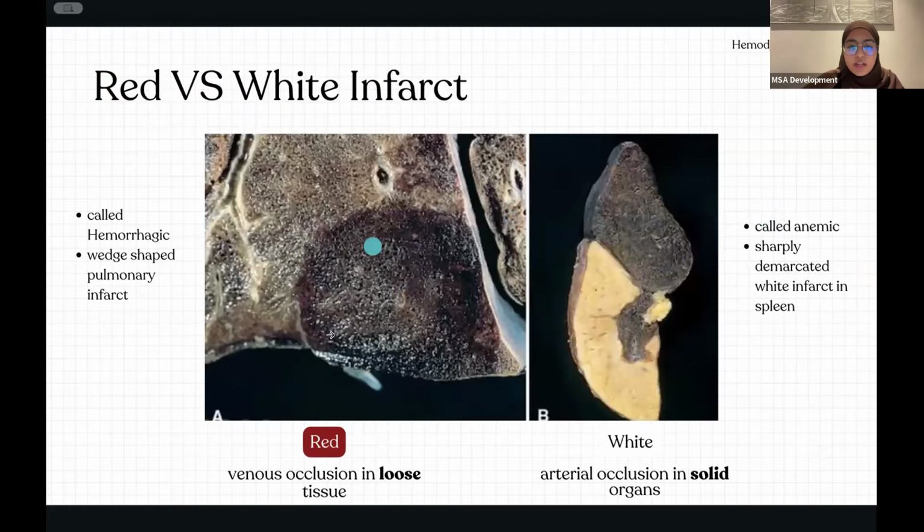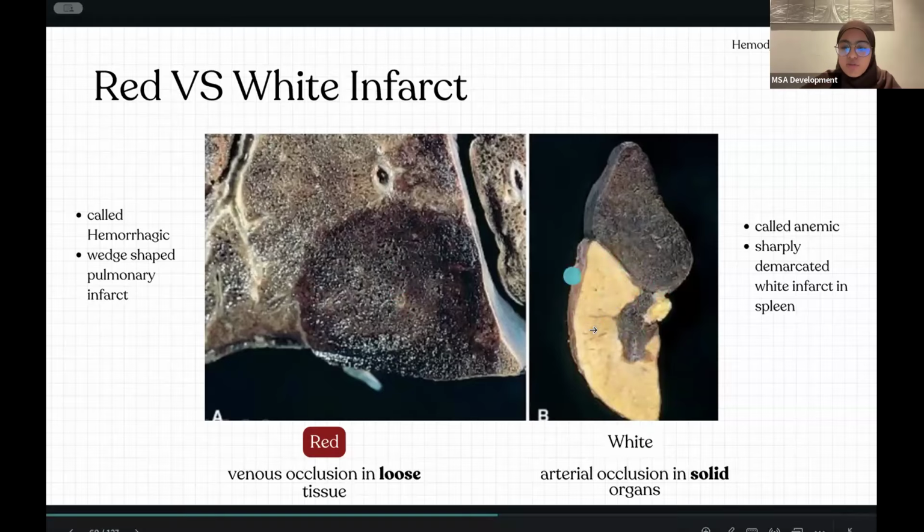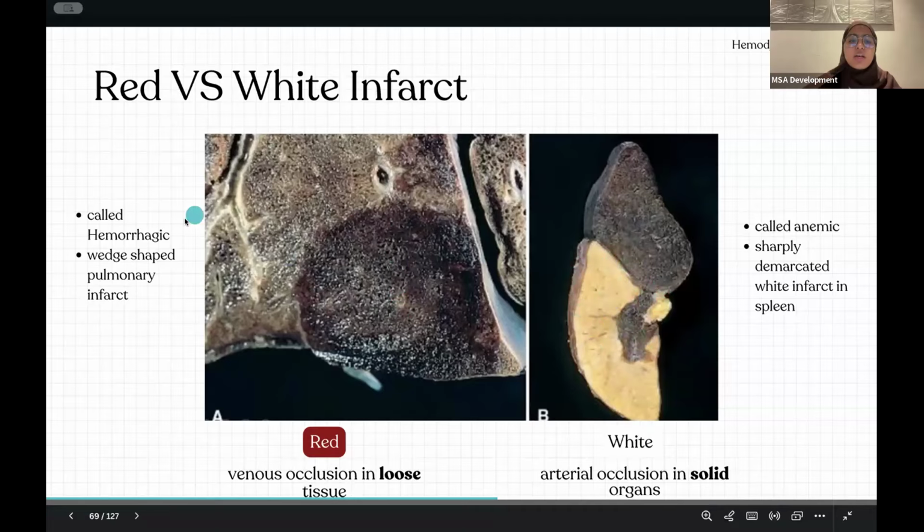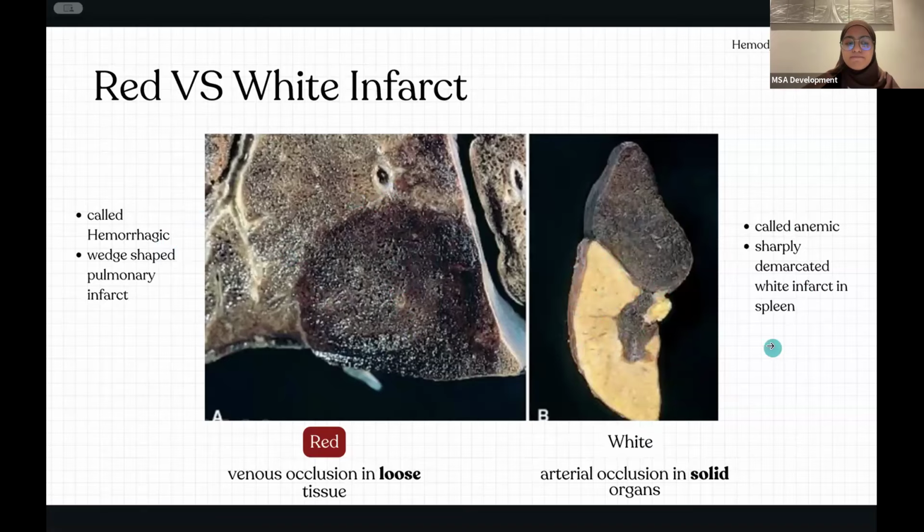Okay, now moving on to red versus white infarct. What's the difference between them? Red infarct is usually due to venous occlusion, and the white infarct is usually due to arterial occlusion, okay? And venous occlusion usually occurs in loose tissue, while the white infarct usually occurs in solid organs. White infarct is also called anemic infarct, and red infarct is also called hemorrhagic infarct, okay?